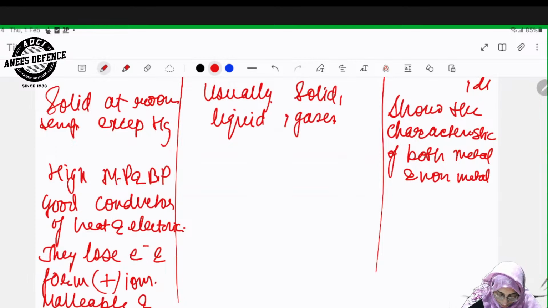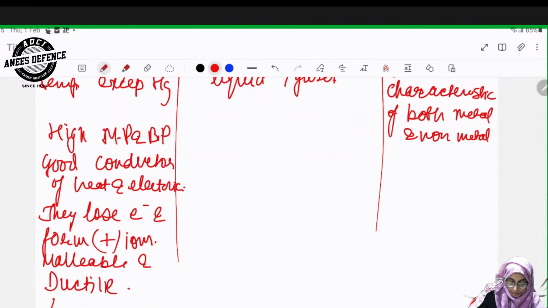Malleable means they can be made into sheets, like you must have seen aluminum foils and gold foil. Ductility means making wires, like copper is used to make wires. You can make wires of any element. They are also sonorous. Sonorous means they produce a special sound, like iron.